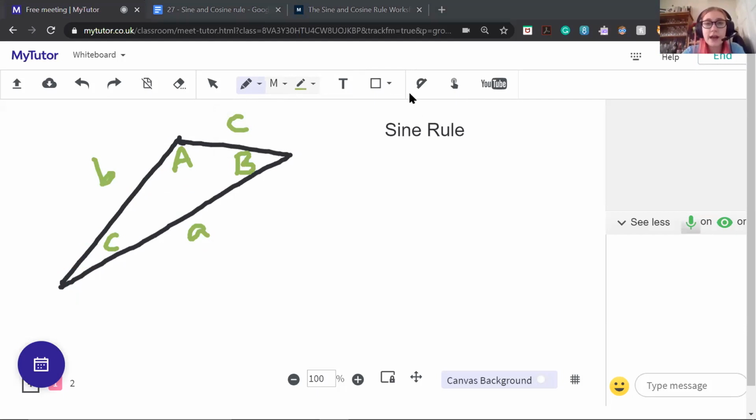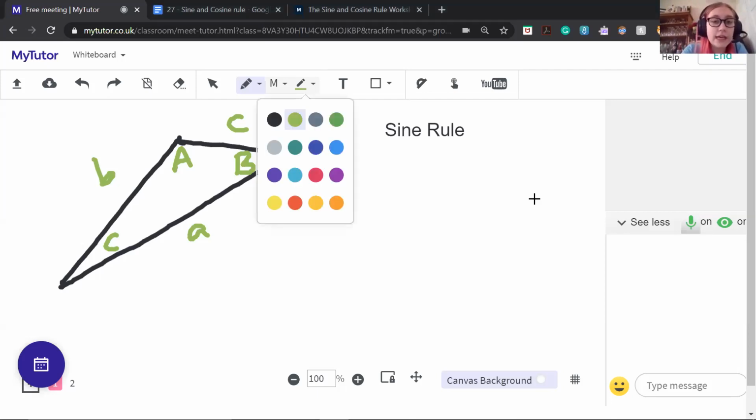And this is our generic notation for labeling triangles. This is what we do for the cosine rule as well. And I think later in the week we're going over areas of triangles, and again, this is how we label it. So this is really important to understand what this means.